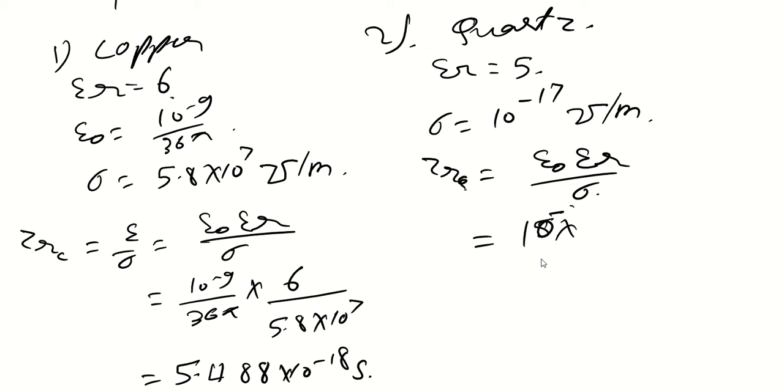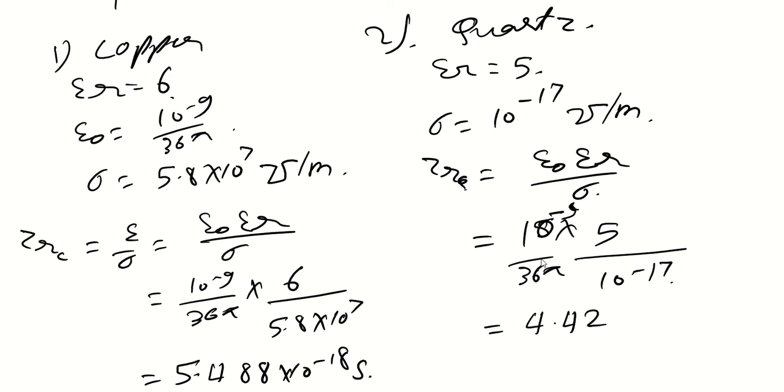Epsilon naught epsilon r by sigma, which can be calculated as 5 into 10 to the power minus 9 by 36 pi, into 5, divided by sigma, which was 10 to the power minus 17. So if you solve this, you will get 4.42 into 10 to the power 6 seconds.